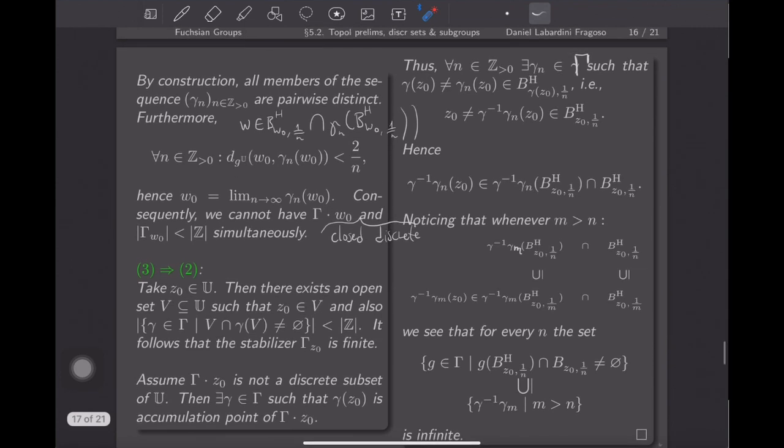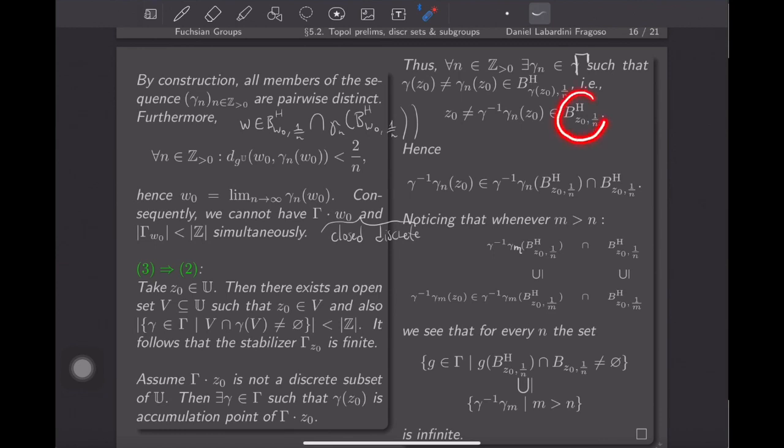Yeah, and then what happened? If this is not discrete, then for any size of disk around Z0, this set is infinite. So at least for open disks, the condition of weak proper discontinuity fails. But if it fails for open disks, it fails for all open sets.